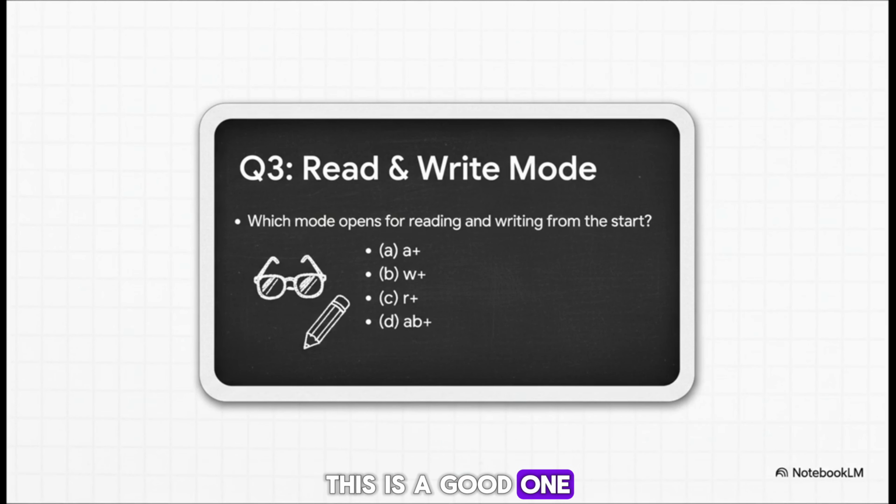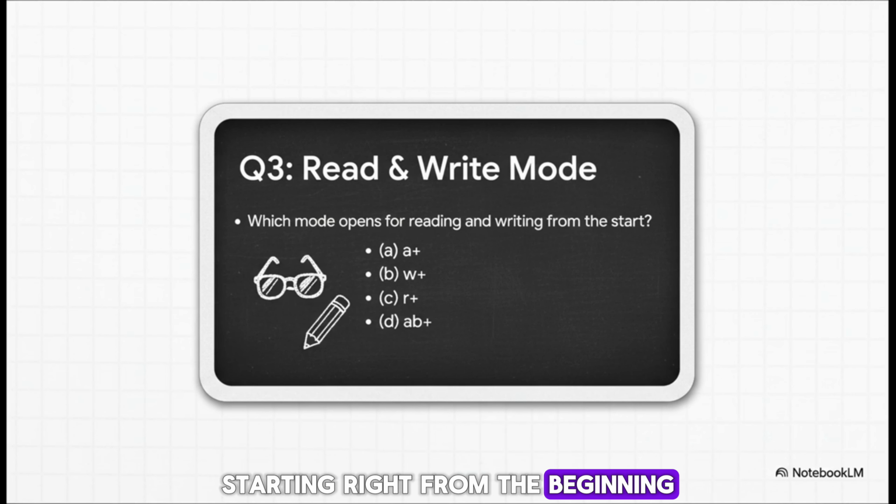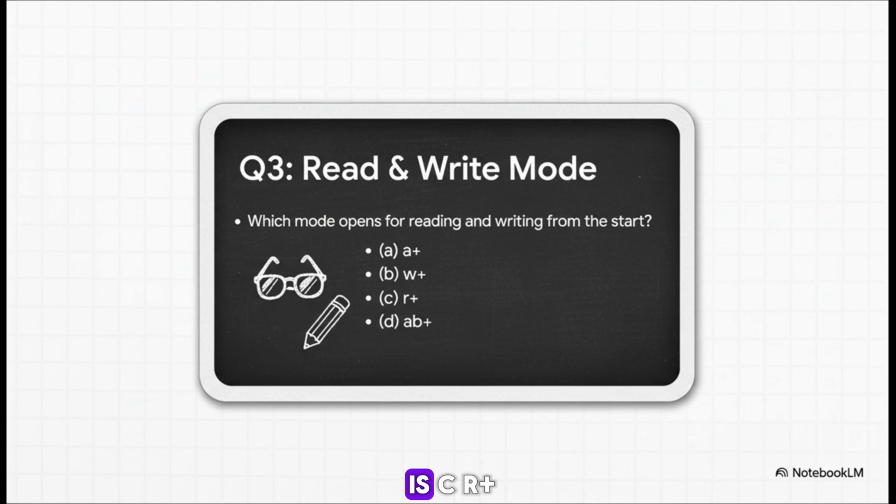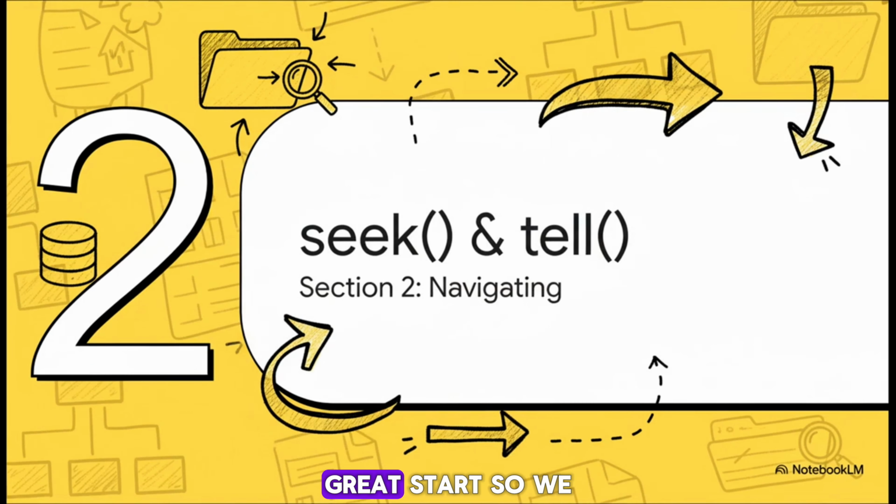Okay, this is a good one. Which of these modes lets you both read and write, starting right from the beginning? The correct choice here is C, R+. Now, this is a really common point of confusion with W+, but here's the key difference. R+ will give you an error if the file doesn't exist, while W+ would just go ahead and create a new blank one. Great start.